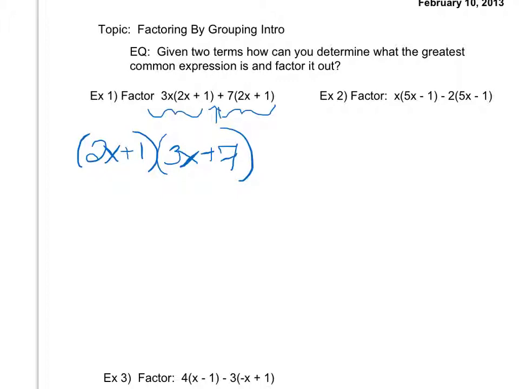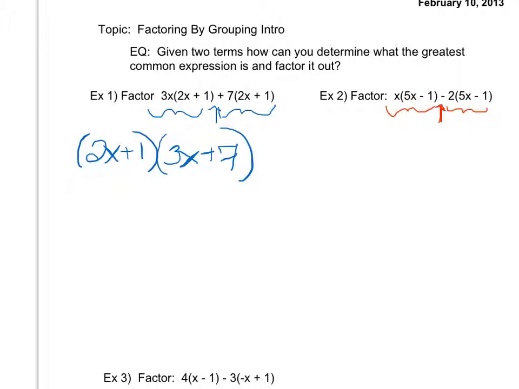Looking at my second example, I want to do the same thing. Notice it's set up very similarly. I have x times 5x minus 1 subtract 2 times 5x minus 1. So notice once again, there are only 2 terms being separated by that single minus sign. My first term being x times 5x minus 1. My second being minus 2 times 5x minus 1. So if I ask myself, what does this term and this term have in common? Well, they have a 5x minus 1 in common.